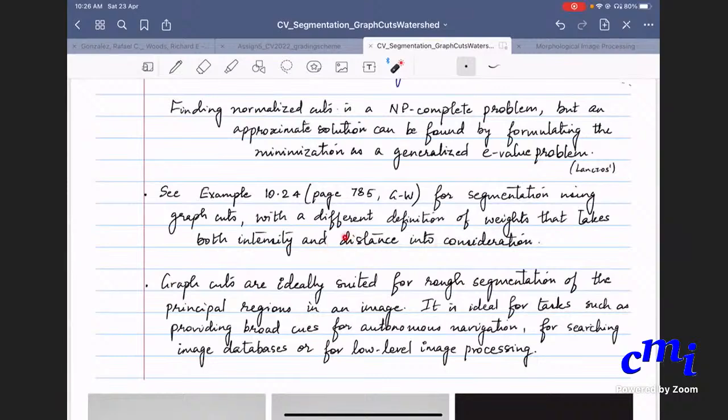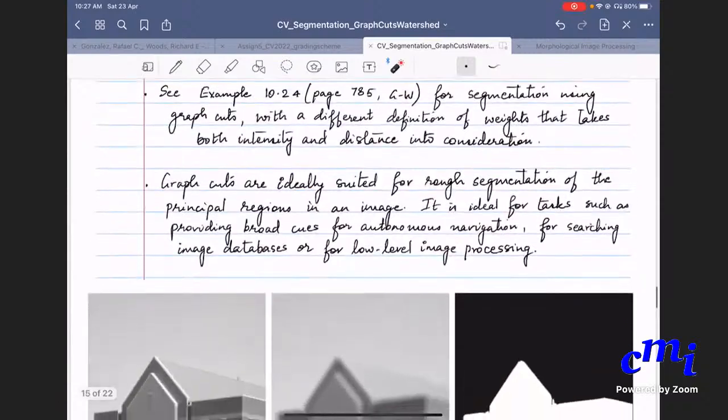This was just a comment about the weights that I was making earlier, that the weights need not take only intensity, but also distance. There can be different possibilities for defining the weights.